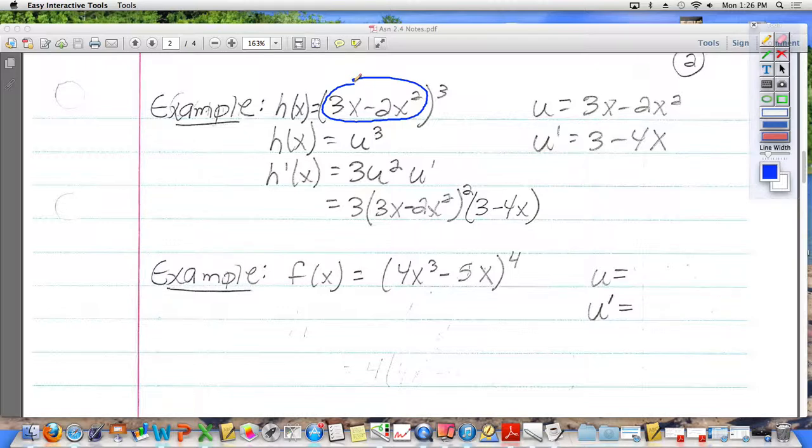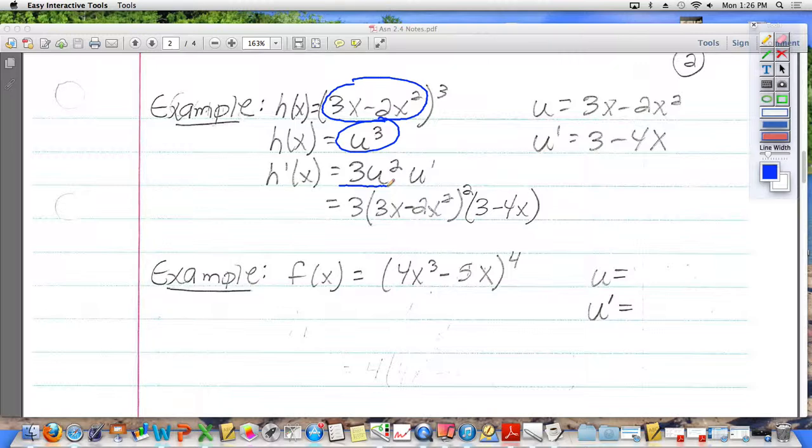All right, now the next thing that you need to do is, since we called this 3x minus 2x squared u, I'm just going to call h of x, instead of 3x minus 2x squared cubed, u cubed instead. And now I'm going to start applying the chain rule. And the chain rule says that you find the derivative of u cubed. What is the derivative of u cubed? The derivative of u cubed is 3u squared. And then you have to multiply that by the derivative of u.